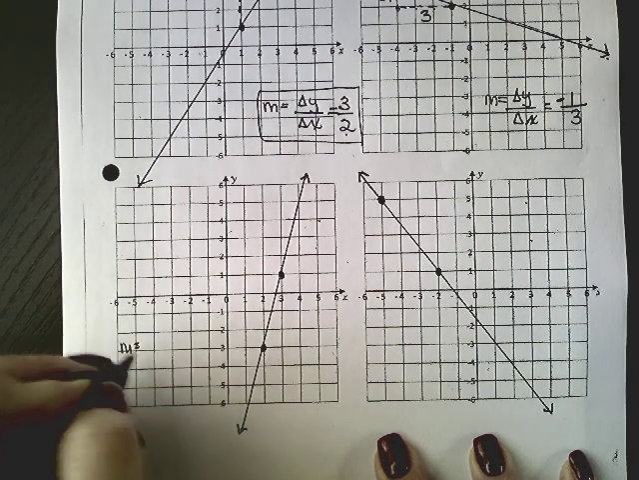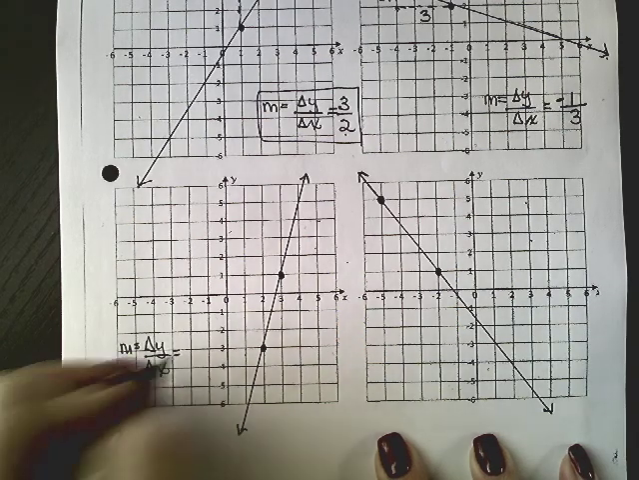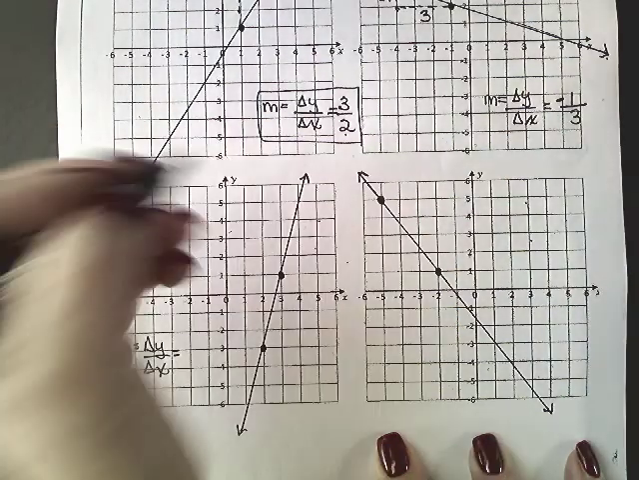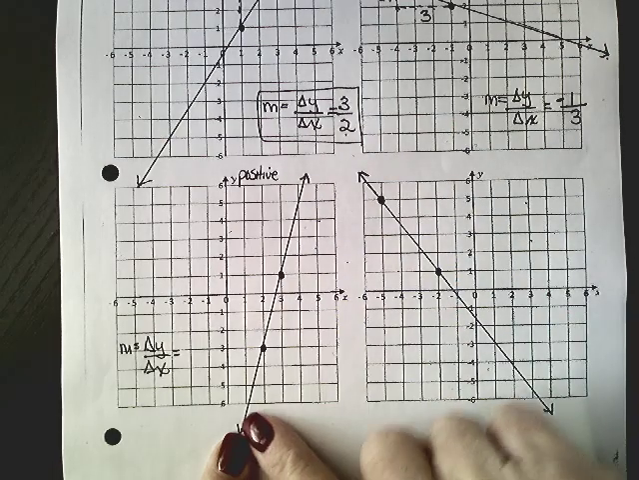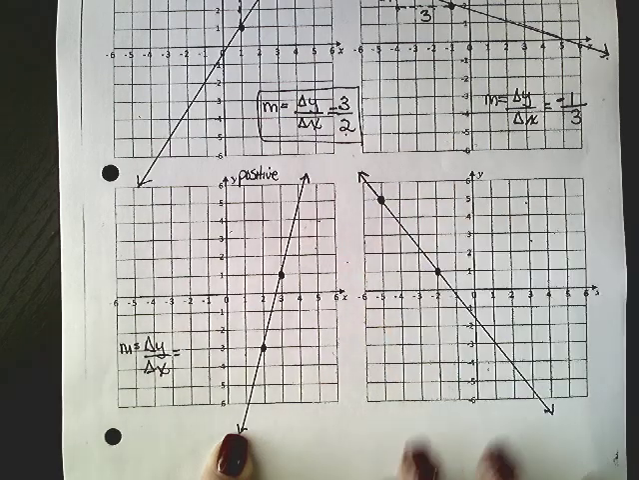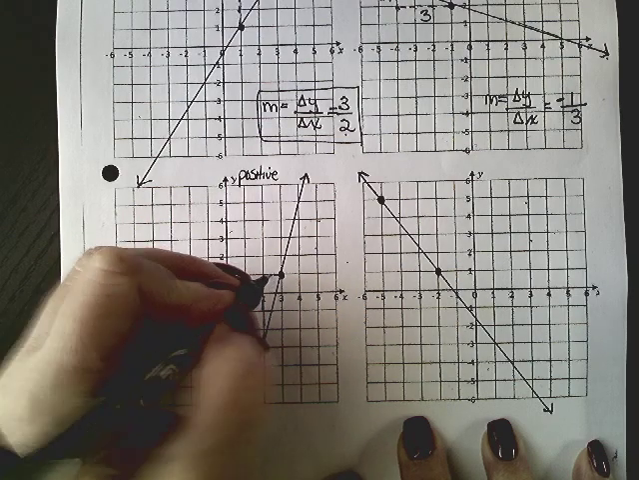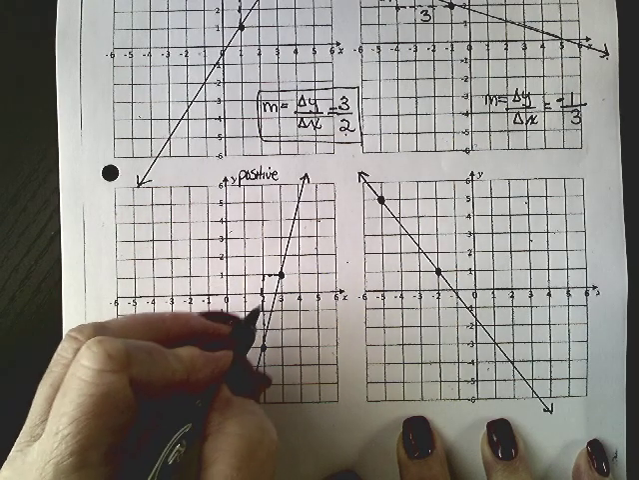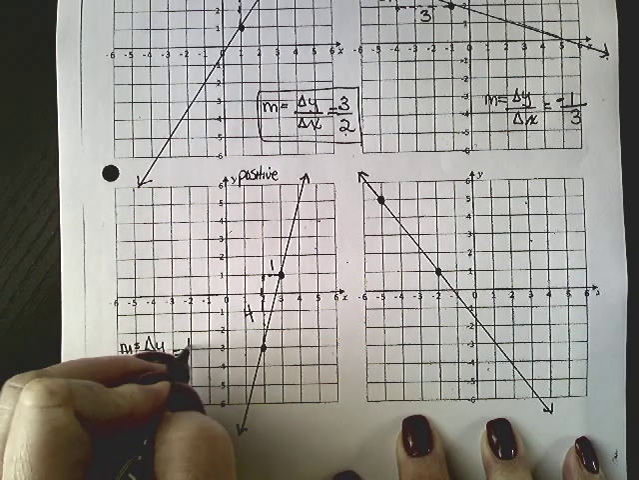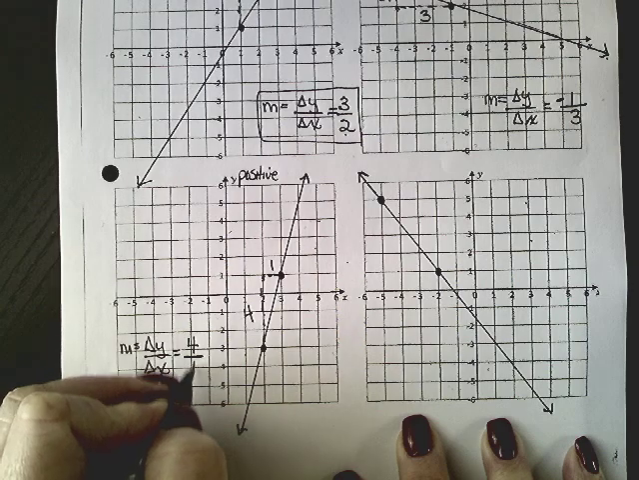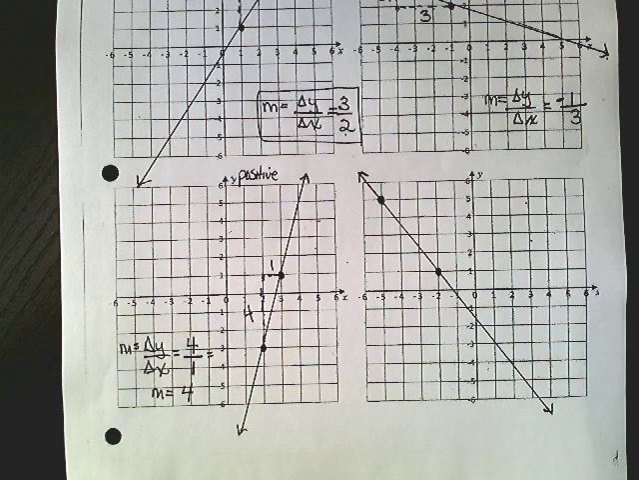Again, m is equal to the change in y over the change in x. Now this is a positive slope because it's climbing, so it's positive. It starts here, and as you go across the graph, it gets higher. Connect your points. So my rise, 1, 2, 3, 4, and my run is 1. So my slope is 4 over 1, which is equal to 4. So m is equal to 4.